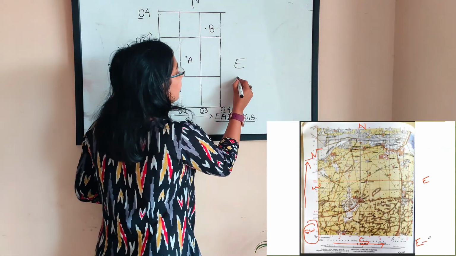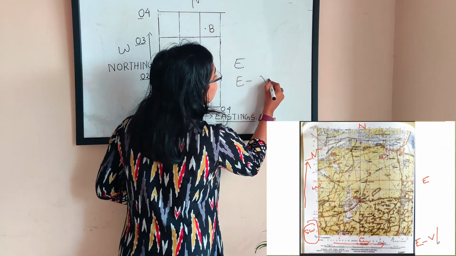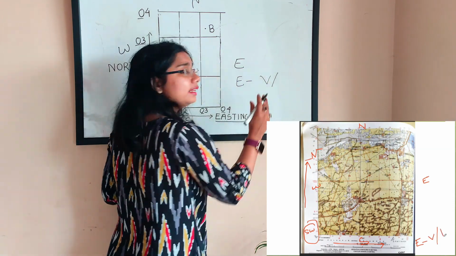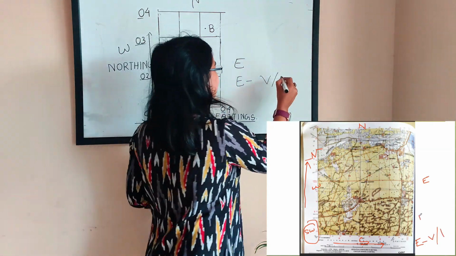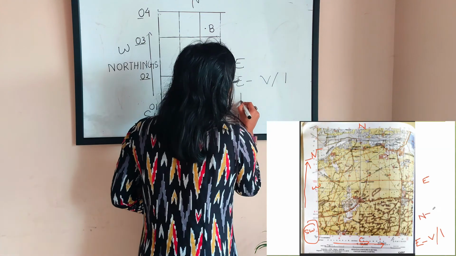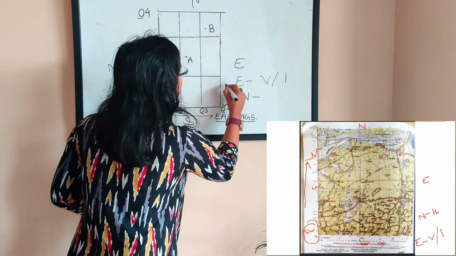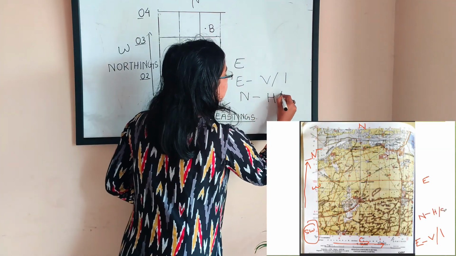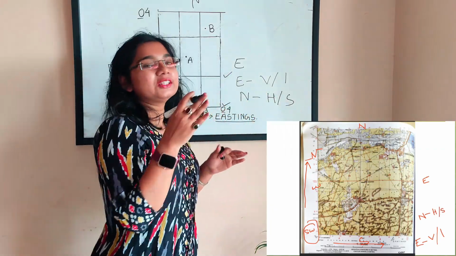Kindly remember, eastings are the vertical lines, or we can say the standing lines, and northings are the horizontal lines, or we can say the sleeping lines. So these can be used as acronyms.